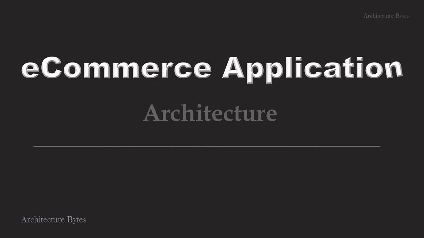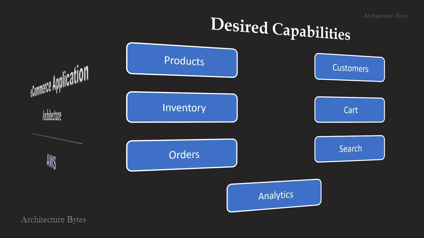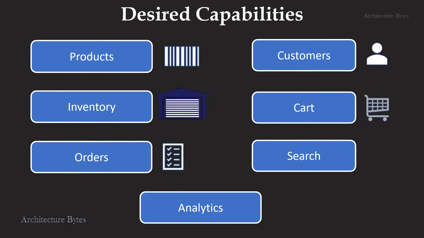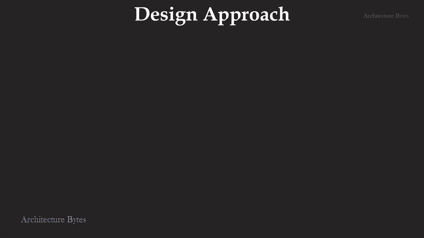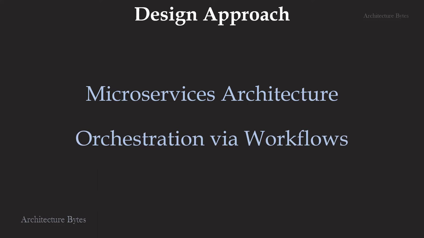E-commerce application architecture on AWS. Such an application should be able to manage product catalog, inventory, orders, customers, shopping cart, etc. In addition, support search and analytics functionality. We will design our application using microservices and orchestrate them using workflows where necessary.